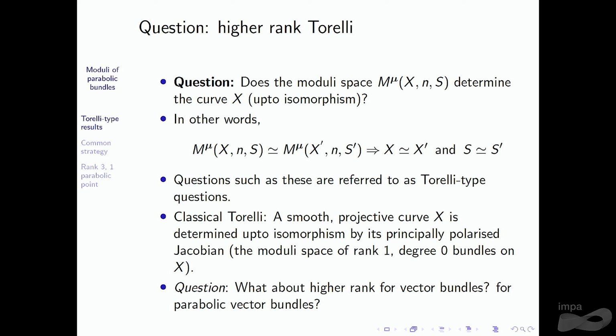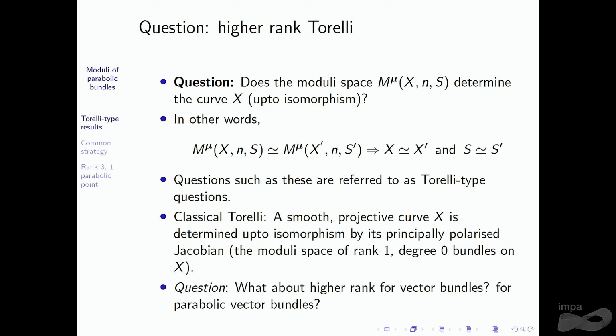And the question that I'm asking right now is whether we could also do something like this for parabolic bundles. In the case of parabolic bundles, what I'm saying is that if these two moduli spaces are the same, then of course X is isomorphic to X prime. That's what I want. And that S goes to S prime. The set of parabolic points goes to the set of parabolic points.